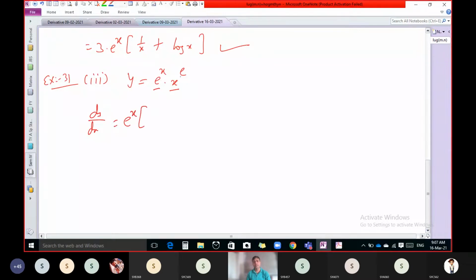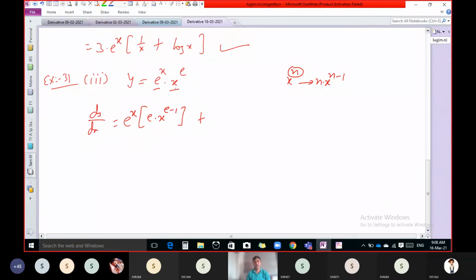Now tell me the derivative of x raised to e. Any of you know the derivative of x raised to e? It's like x raised to n. Here n is there, here e is there. So e into x raised to e minus 1. What is the derivative of x raised to n? n into x raised to n minus 1. Instead of n, here e is there. That's it.